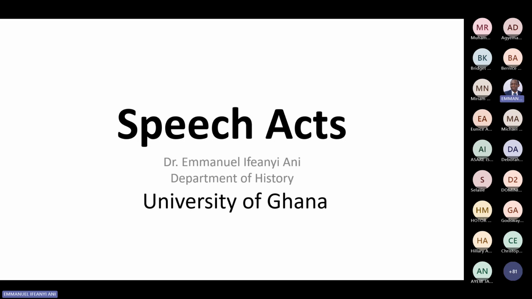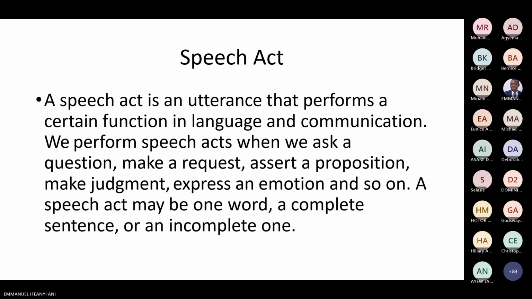Okay, so let's look at speech acts. I'm accessing this slide from the cloud, actually, not from my device. So when I want to go from one slide to the other, it might take some time. Okay, so now we have the next slide, speech acts.